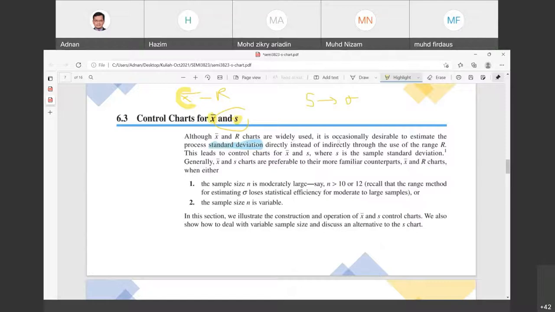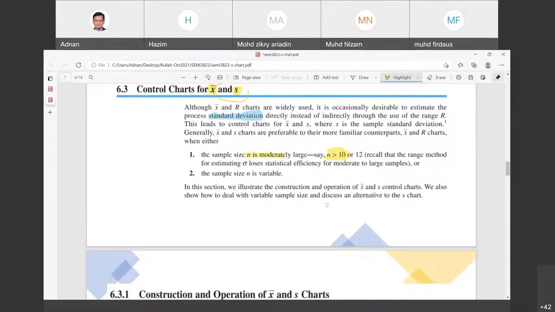So why we use S? This is because we want to have a better accuracy, because the S chart is more accurate. In order to use the S chart, n must be moderately large, which is greater than 10, meaning the sample size we take should be greater than 10. And if the sample size is variable, we can also use the S chart. Sample size is variable, meaning that sometimes we take 10, sometimes we take 8, sometimes we take 15. We can use the S chart.